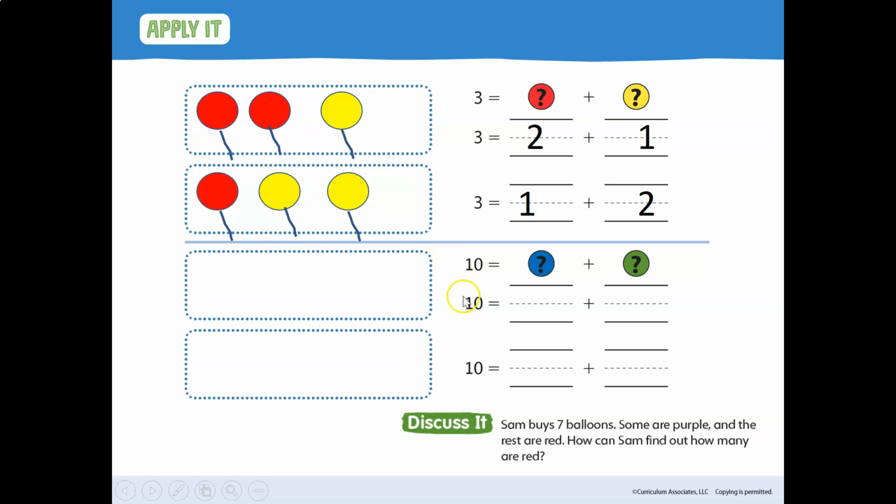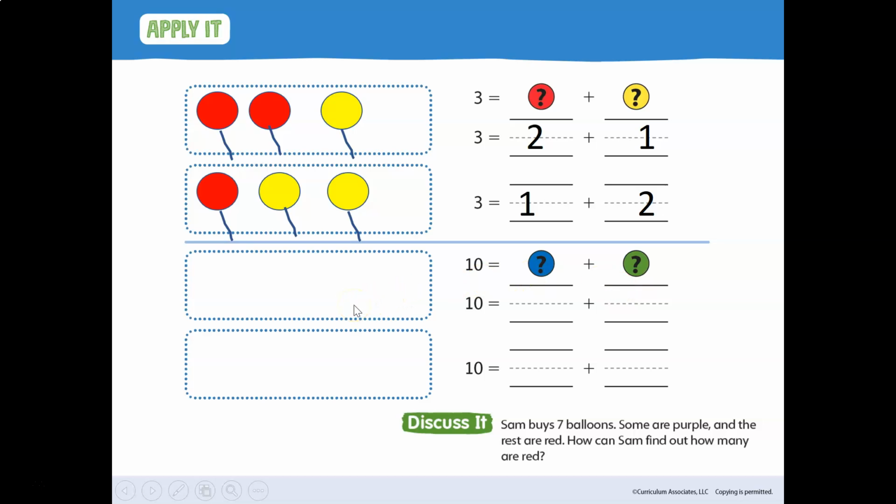All right, so we're going to go on to this one, 10. I had 10 blocks or cubes. Some of them are blue and the rest are green. Go ahead and solve that problem in 2 different ways. So I have 10 blocks. Some are blue and the rest are green.